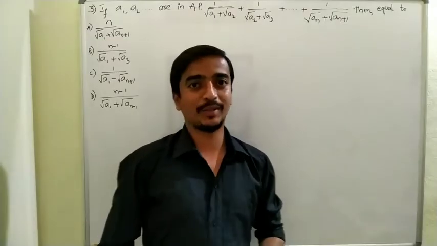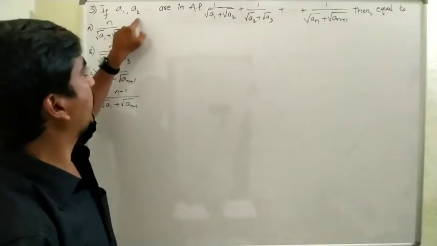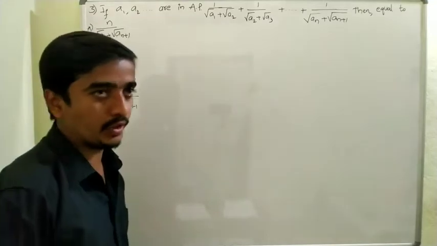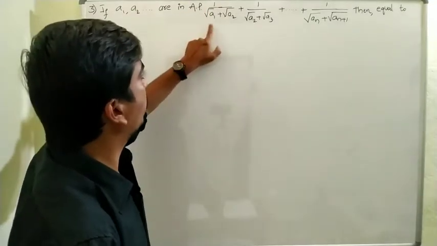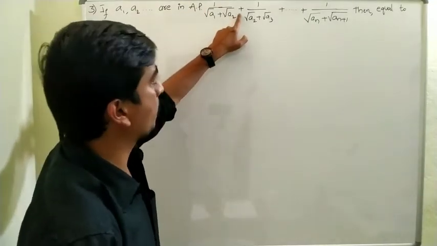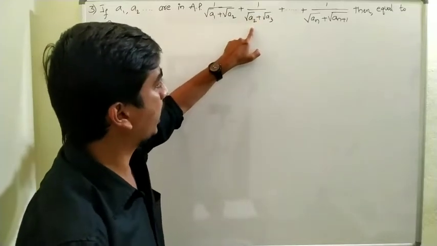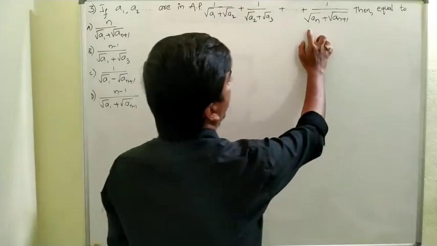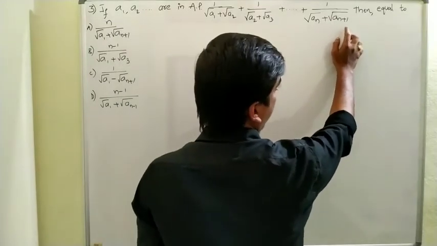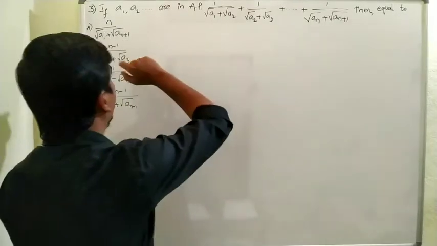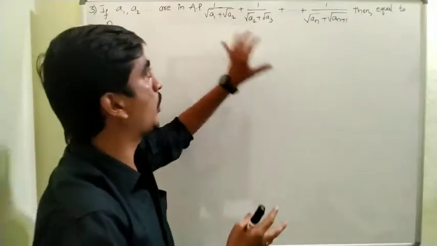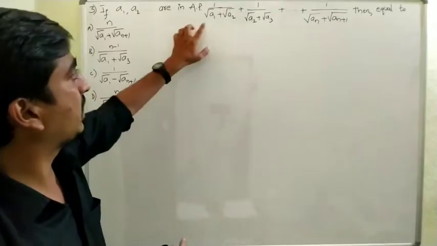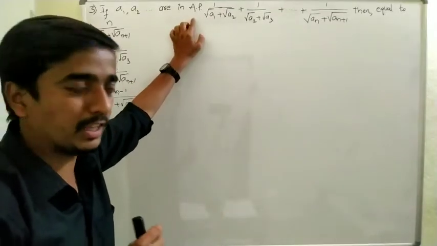Now see the third question. If a1, a2, ... are in AP, that is, the terms a1, a2 are in arithmetic progression, then 1 by (root a1 plus root a2) plus 1 by (root a2 plus root a3) plus so on, up to 1 by (root an plus root a(n+1)), is equal to dash. So here we have to find the value of this sum. First, he said that this series is in AP, arithmetic progression.